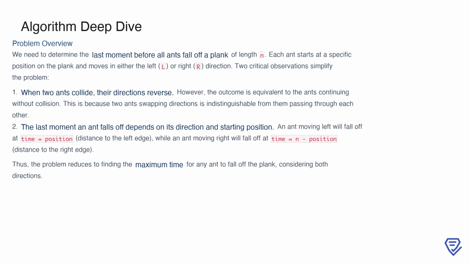The last moment an ant falls off the plank depends on its initial position and direction. For an ant moving left, it will fall off the plank after a time equal to its distance to the left edge, and for an ant moving right, it will fall off after a time equal to its distance to the right edge, which is end position. With this insight, the problem boils down to finding the maximum time it takes for any ant to fall off the plank, considering all starting positions and directions.